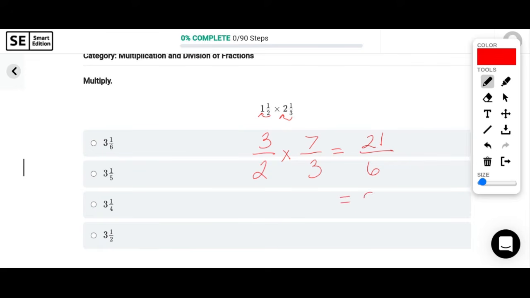So 6 goes into 21 3 times. 6 times 3 is 18, so that would leave me with 3 left over. But I can simplify this a little further, and that's the same thing as 3 1/2.